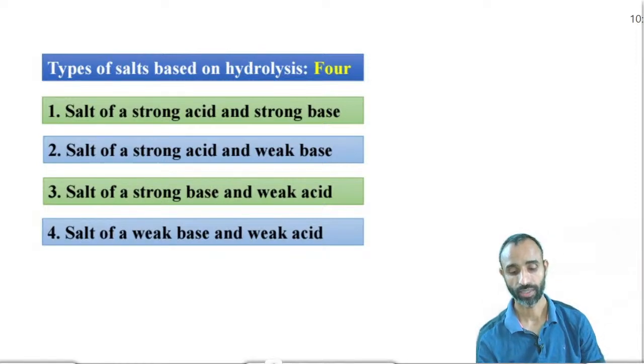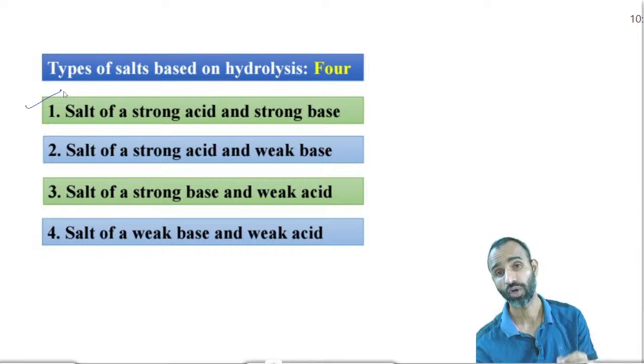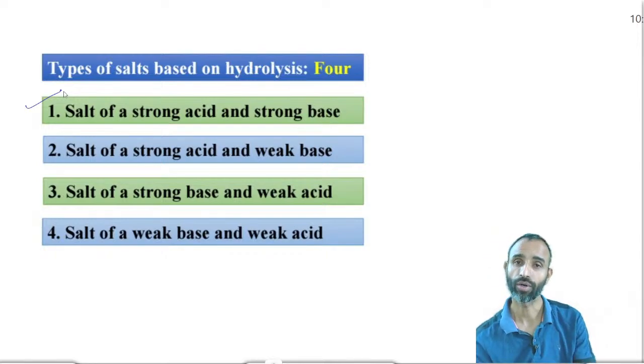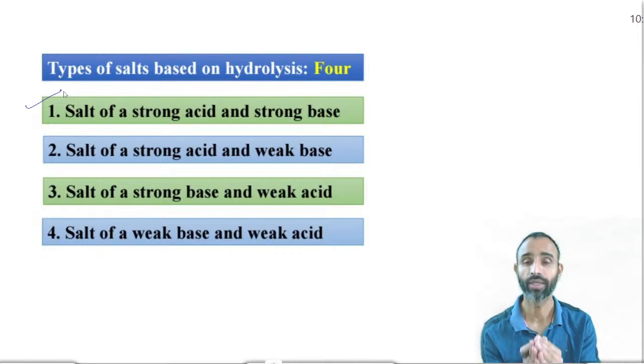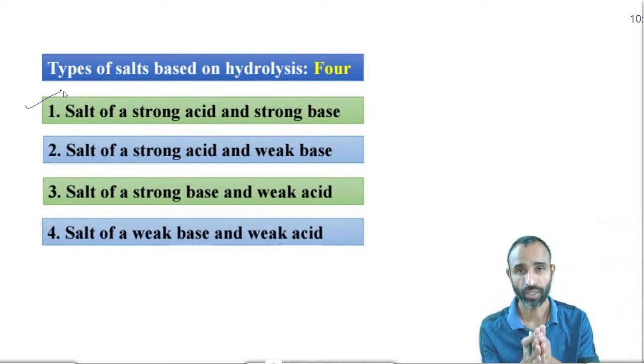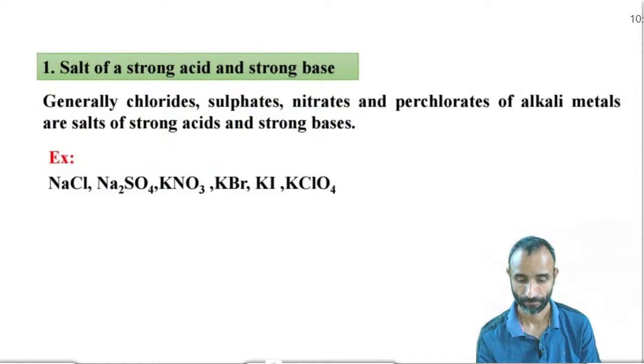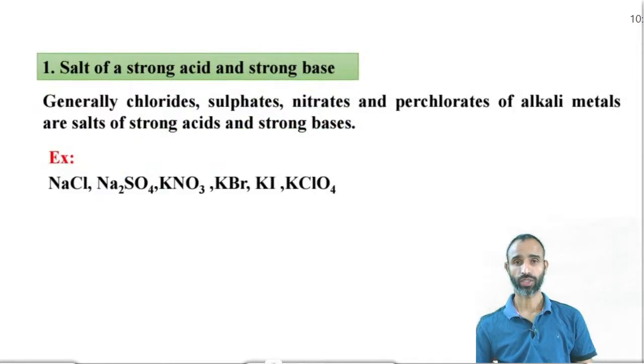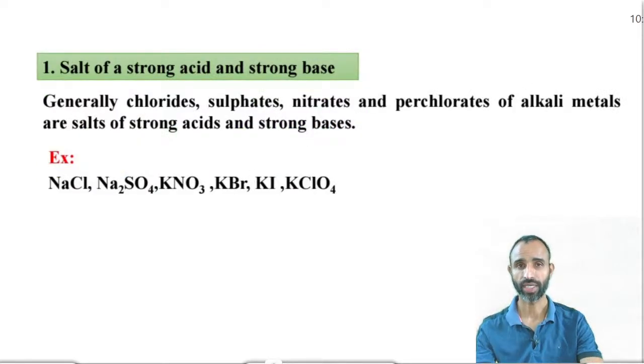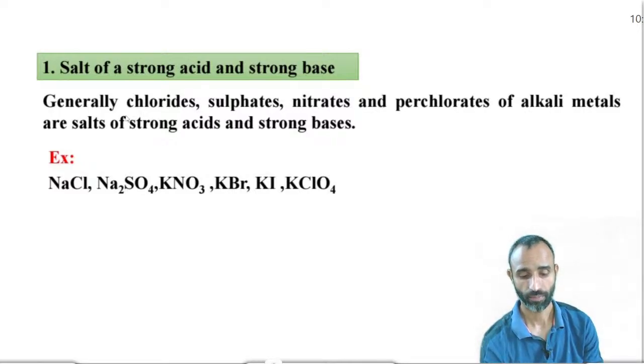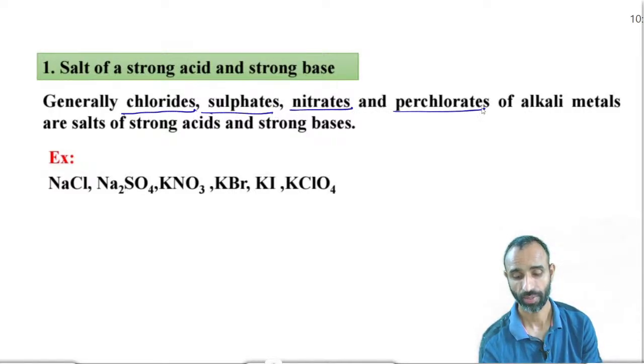So there are different types of hydrolysis. First is salt of a strong acid and strong base, salt of a strong acid and weak base, salt of a strong base and weak acid, salt of a weak base and weak acid. So first, salt of strong acid and strong base. For example, chlorides, sulfates, nitrates, perchlorates.